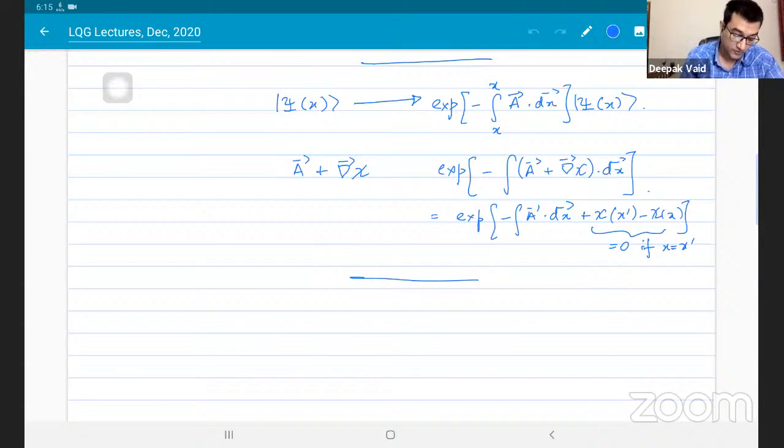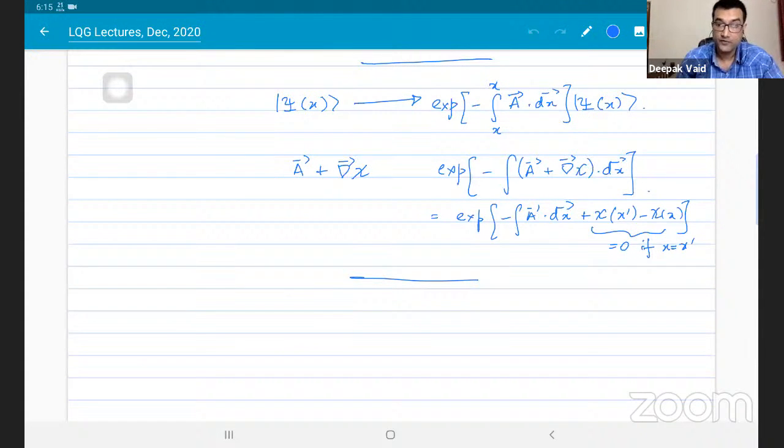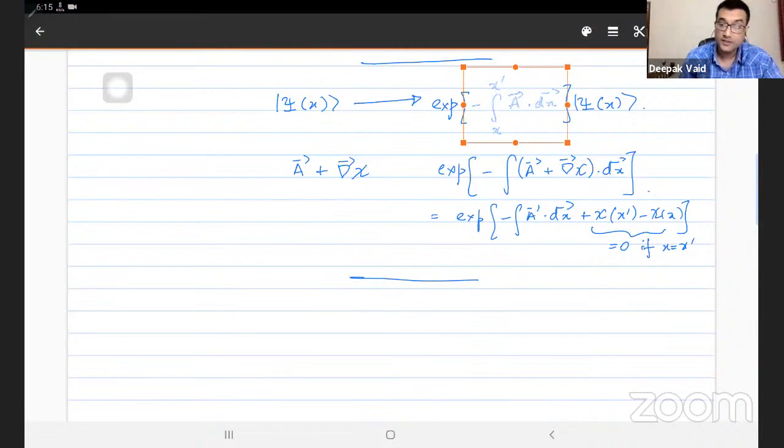I mentioned that. So an example is that if you take a charged particle in an electromagnetic field, and you transport that charged particle from one point to another point, then that charged particle picks up a phase which is given by the line integral of the vector field along the path taken by that particle.